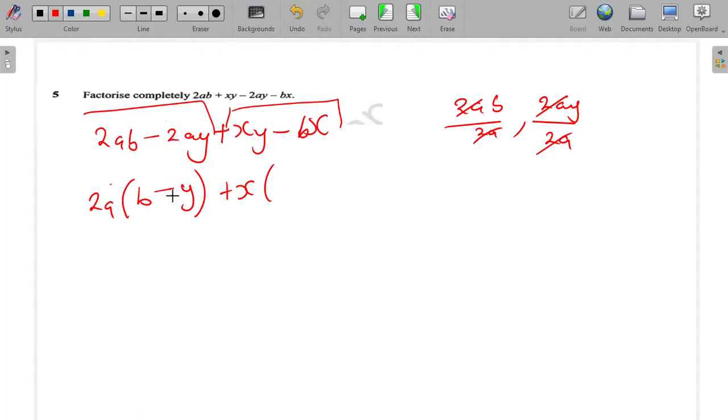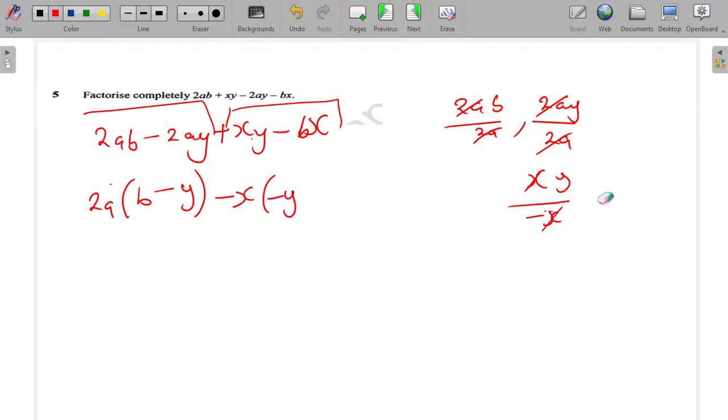And here the y has a negative sign. So for us not to confuse things, we can use a negative sign there. So what is common is negative x. Then we start dividing. What is negative x into xy? So xy divided by negative x, the x and the x will go. It means that I'm going to remain with the negative y.